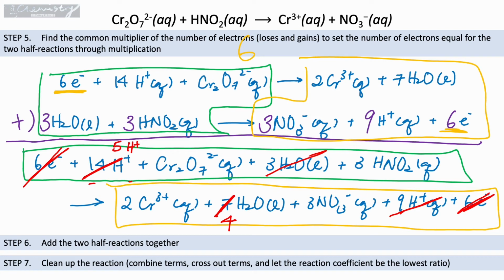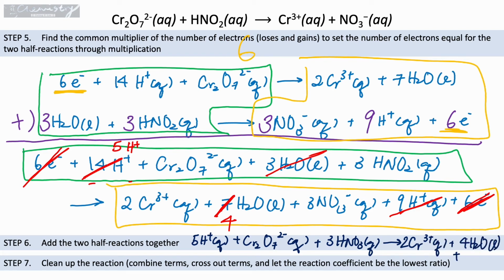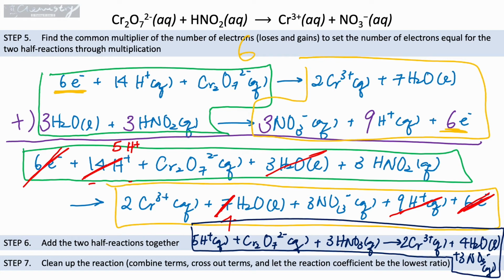And then we have 5 protons left. So 5 protons plus the dichromate ion plus the 3 nitrous acid going to be, okay, I'm definitely running out of space. Okay, plus the 2 chromium 3 ion, 4 water, and then the 3 nitrate ion. Okay, that will be our final answer down here after balancing the reaction in an acidic solution.